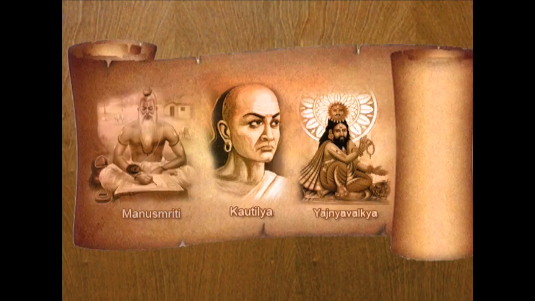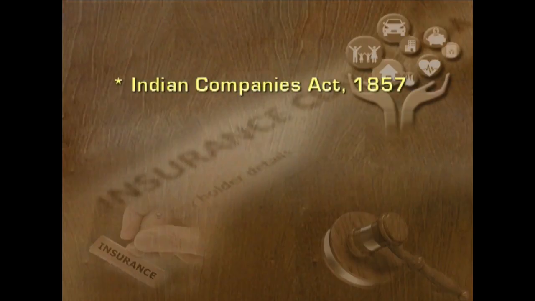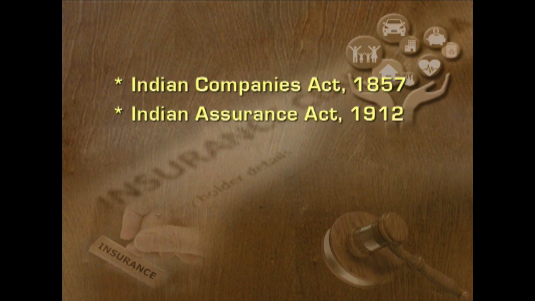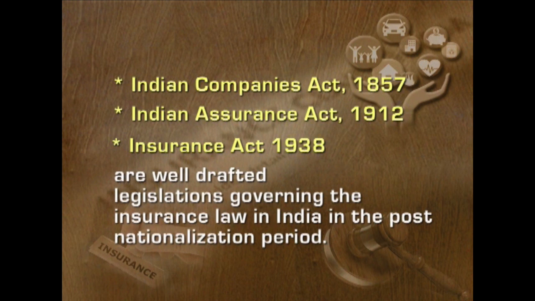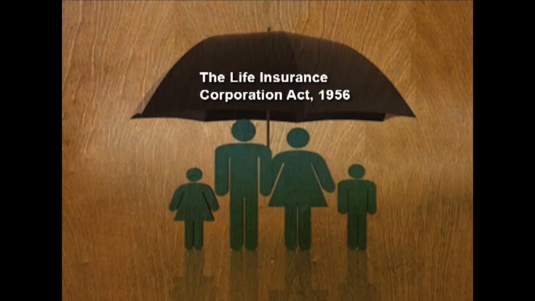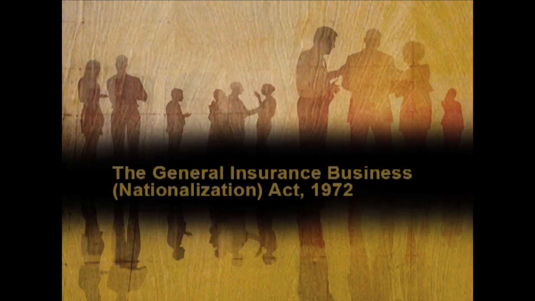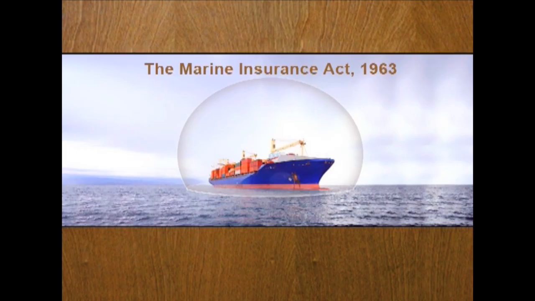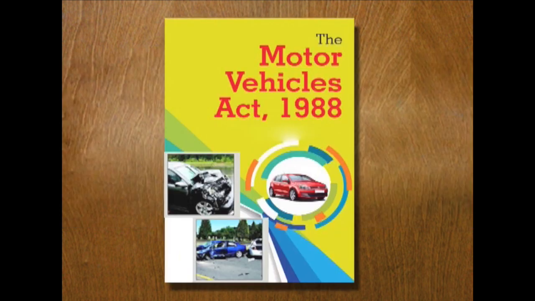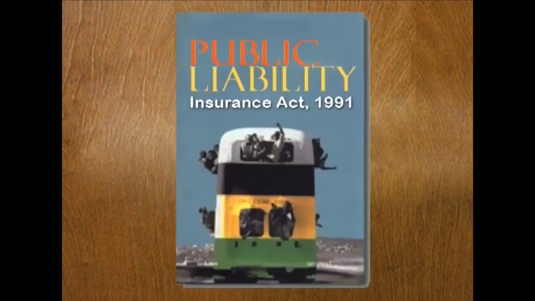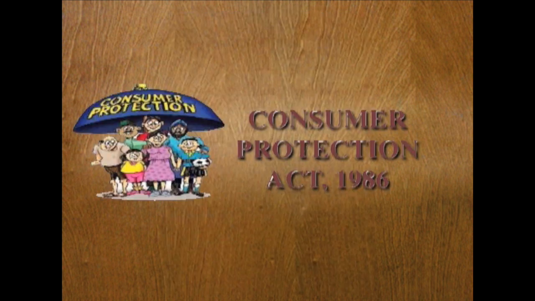The evolution of the insurance law can be traced to the period of Manu, Kautilya and Yajnavalkya. The Indian Companies Act 1857, the Indian Assurance Act 1912 and the Insurance Act 1938 are well-drafted legislations governing the insurance law in India. In the post-nationalization period, the Life Insurance Corporation Act 1956, the General Insurance Business Nationalization Act 1972, the Marine Insurance Act 1963, Motor Vehicles Act 1988, the Public Liability Insurance Act 1991, the Consumer Protection Act 1986 are some of the important acts during the nationalization phase.